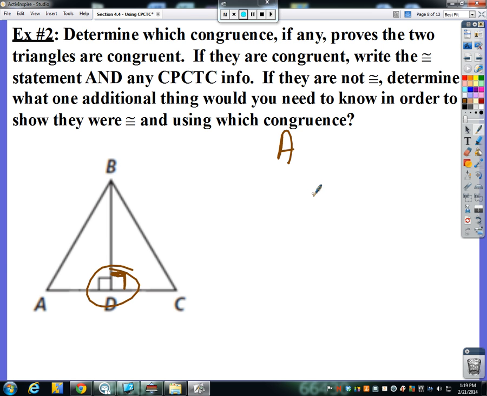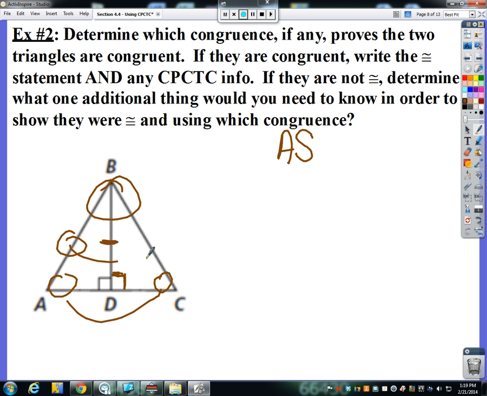What else do we know? Oh, we got a reflexive side here, so we got an S. Okay. Any other sides, any other angles must be congruent here? Since they really didn't tell me anything, no. I really can't say that these angles up here must be congruent, or these angles here must be congruent, or these sides here must be congruent, or these two bottom sides here must be congruent. No, I'm pretty much stuck at this point.